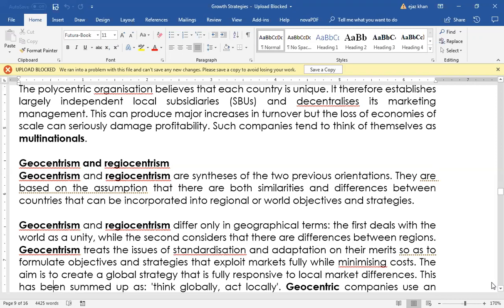So there are merits of all these strategies and demerits of all these strategies, but most of the time I've seen that the global companies, the multinational companies, usually follow the geocentrism policy because it's a more cost effective and more successful strategy than any other strategy.